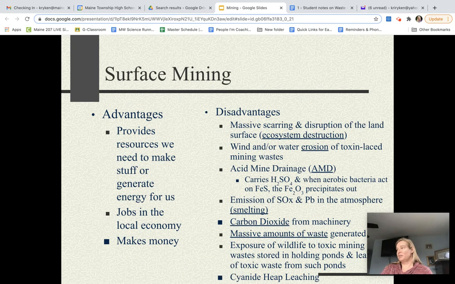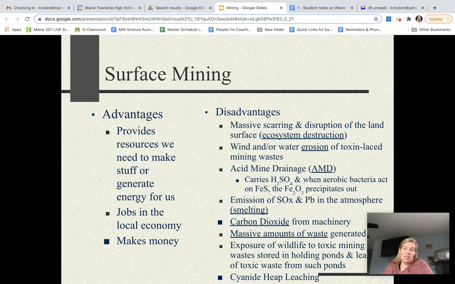Now that we've talked about that one in particular, I just want to talk through some of the advantages and disadvantages of surface mining. I'm going to start with the advantages. I've been talking acid mine drainage and the amount of waste and all this stuff. But why in the world do we do this then? Why do we do it? It provides stuff we need.